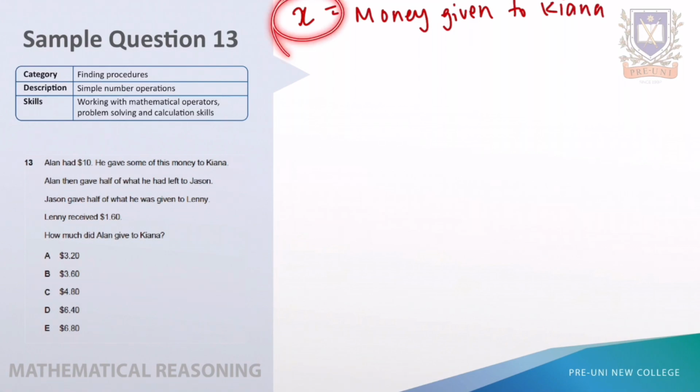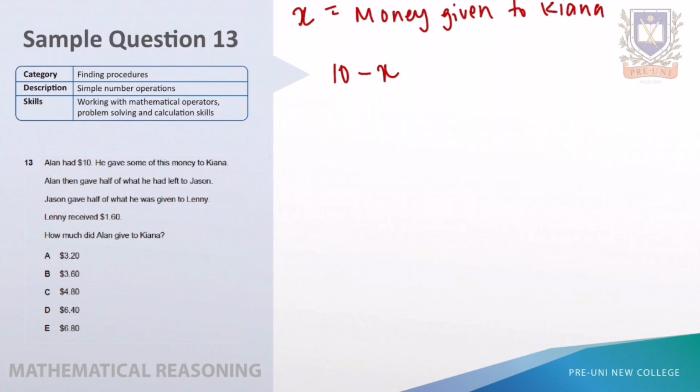So this approach among students to let a certain unknown number be a pronumeral is a common method. And then we can work through each of the sentences to create our equation to solve the answer. So Alan had $10 and he gave some to Kiana. So if we create this equation, this is how much he has left after giving to Kiana.